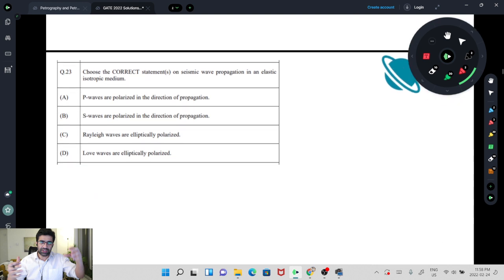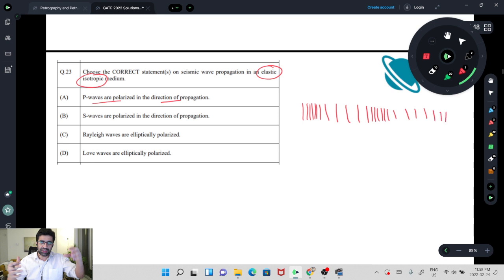Choose the correct statements on seismic wave propagation in an elastic isotropic medium. P waves are polarized in the direction of propagation, which is very true. They move by compressions and rarefactions like this. In certain parts they will be compressed, in these parts they get expanded, rarefied, compressed, rarefied. So the particle motion is parallel to the direction of travel. So this statement is correct.